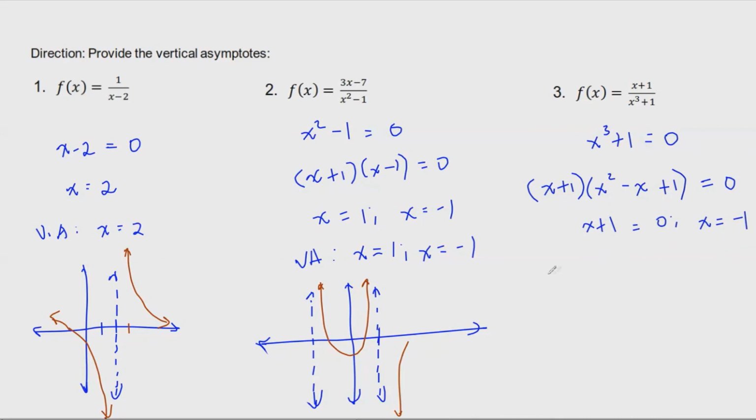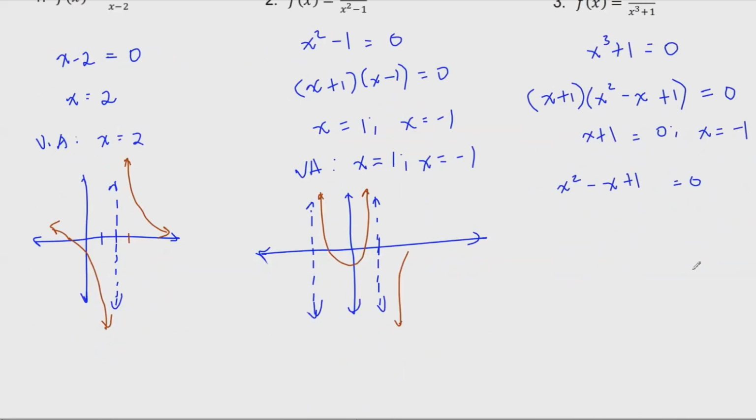Now, how about this x squared minus x plus 1? So remember, x squared minus x plus 1 is equal to 0. You cannot factor this out further. And if you wanted to take the discriminant of this equation, what we get here is 1 minus 4 times 1 times 1. So that is simply equal to negative 3.